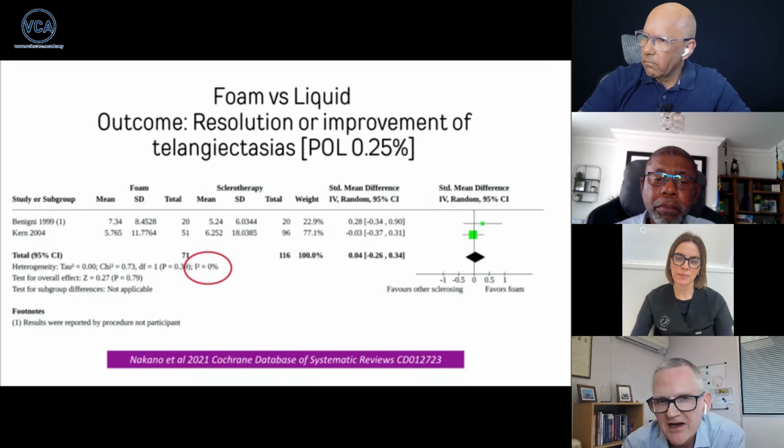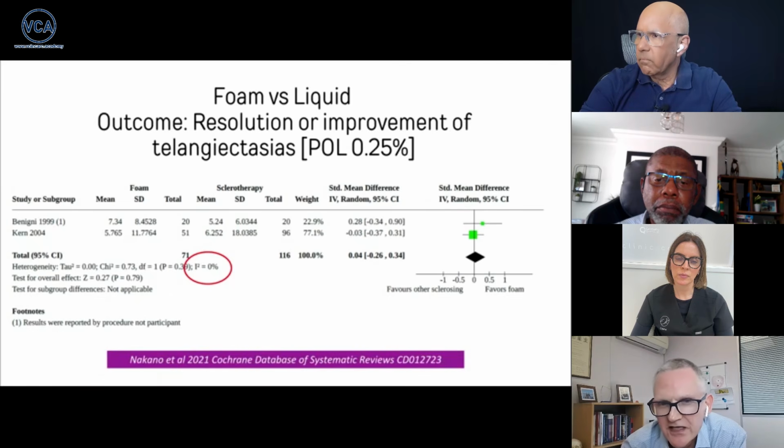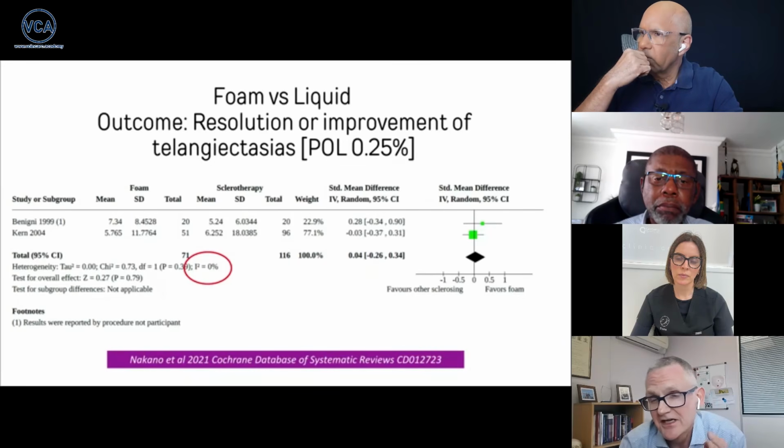Very simply, if you want to see whether something is effective or not, or whether one thing is better than the other, all you need to do is look at that big diamond. If that diamond crosses the center line in any way, it means there's no difference between the two groups. If it lies to one side or the other, then it favors whichever intervention it says on the chart at the bottom. That's the crux of reading a forest plot, and it's a very quick visual way of seeing what the results mean.